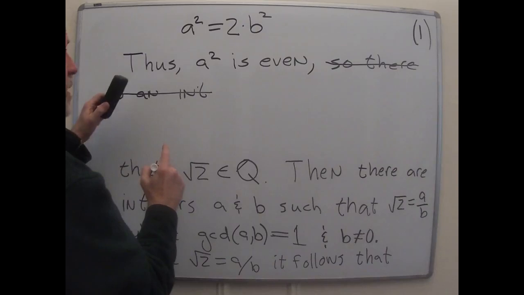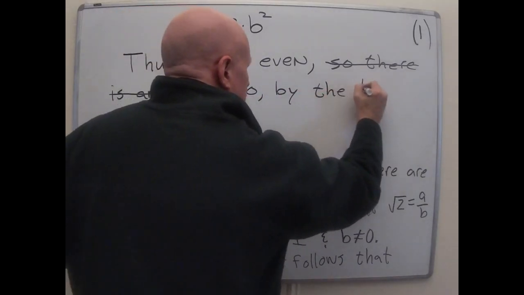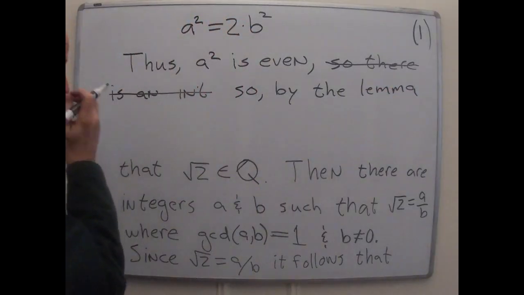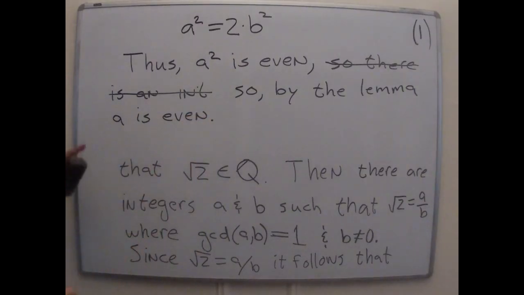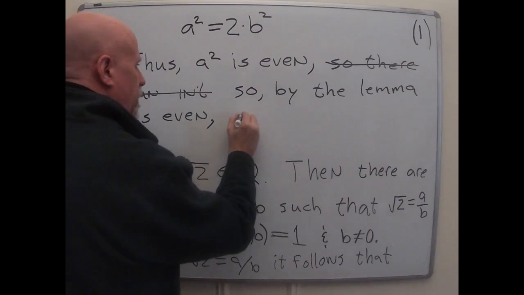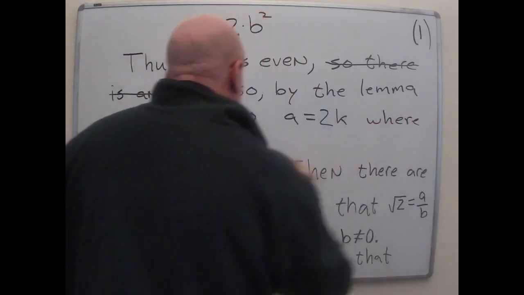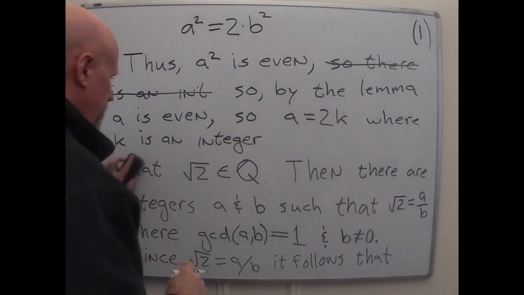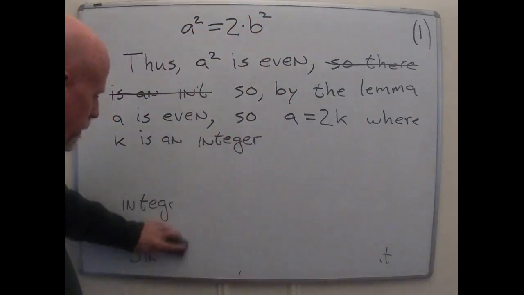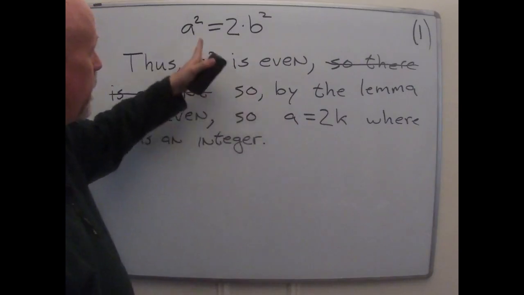What I should have said is, thus a squared is even, so by our lemma, remember the one we proved by contraposition, a is even. And that's where we get our 2k from. Right? We're going to say that a looks like 2k, just to turn that into a comma and continue this run-on sentence. So a equals 2k, where k is an integer. I guess I could work all the way down to the bottom now. Well, all right, what does that do for us?